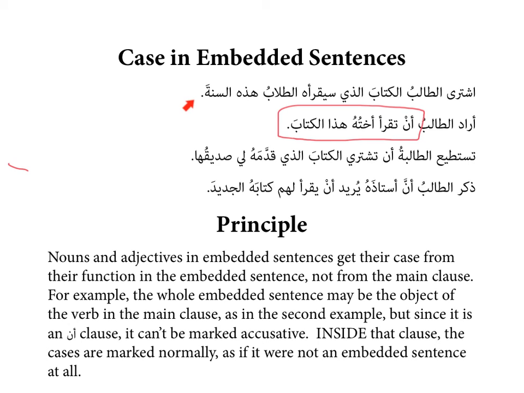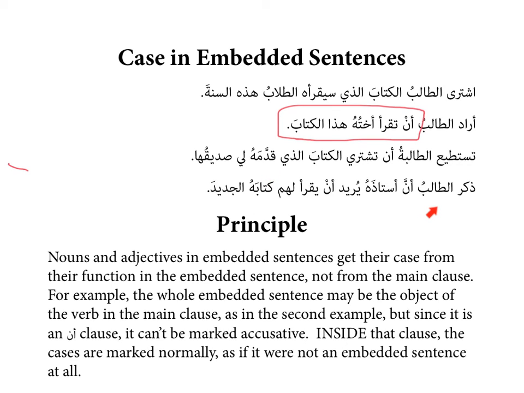The student bought the book which, okay, and which is an embedded relative clause. So in the main clause, the student is the subject, the book is the object. But then inside the which, you get which the students will read it this year, and the students is the subject of that embedded verb. This year, of course, is accusative because it's an adverbial of time. Similarly, the student can تستطيع الطالبة أن تشتري الكتاب. That's the object of the embedded verb, not the object of the main verb. الذي قدمه لي صديقها. صديقها is the subject of, again, an embedded verb in the الذي clause.